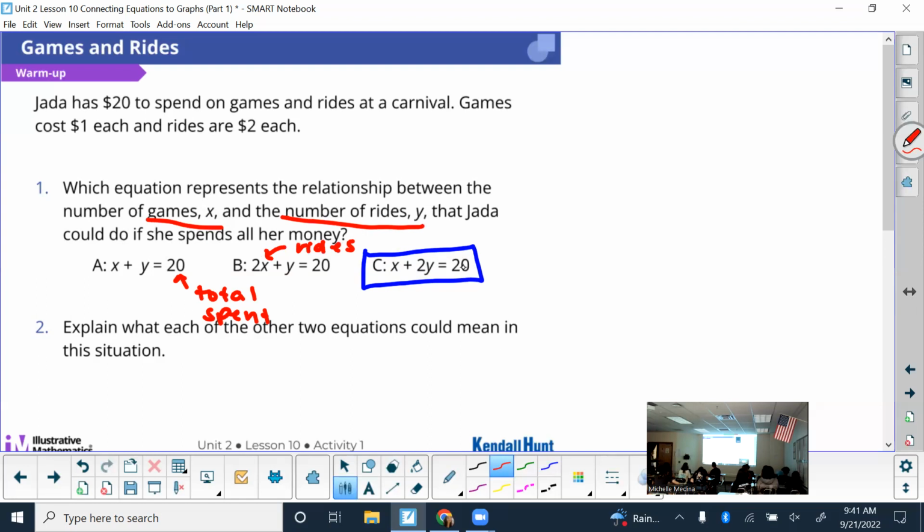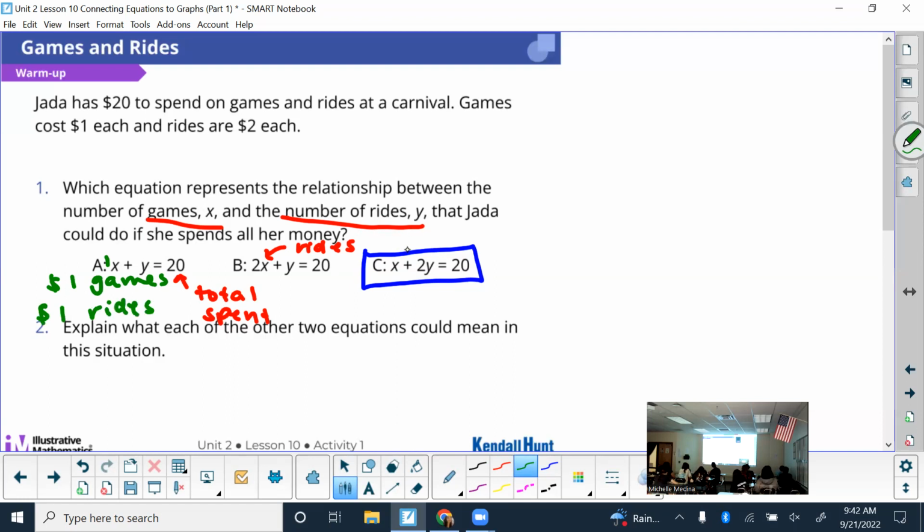And how do you know it's $1? What is the number in front of a variable if it's not written? What's the number in front of a variable if it's not written? 1. So then how much do the rides cost in this situation? $1.